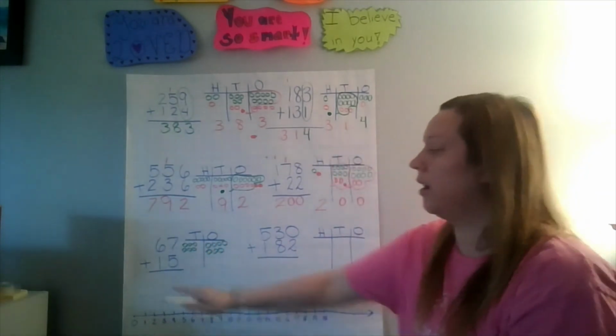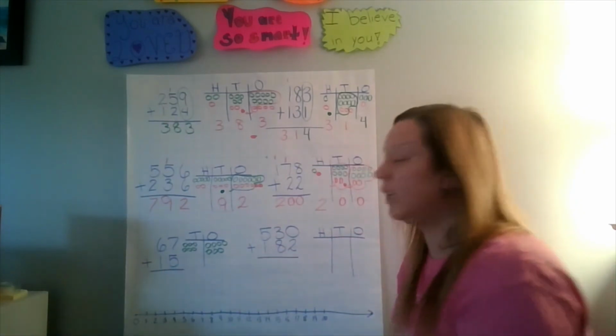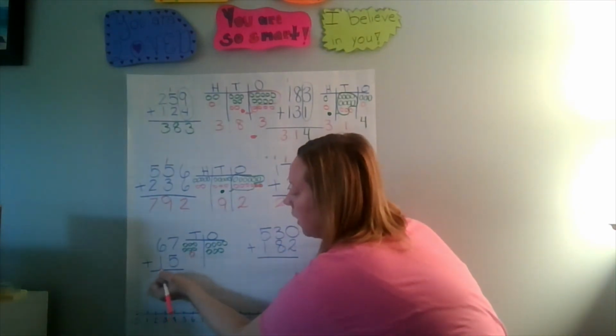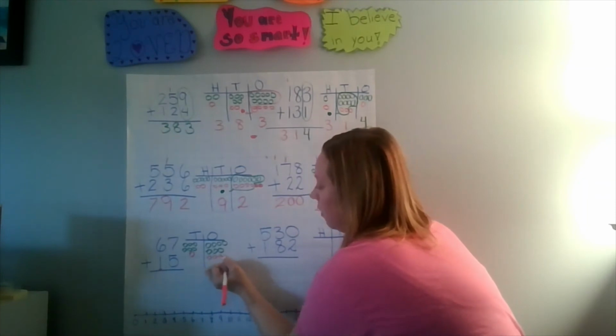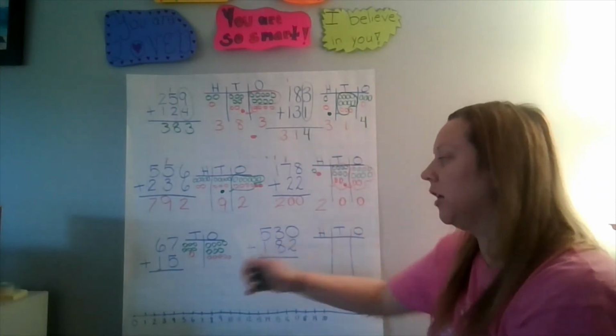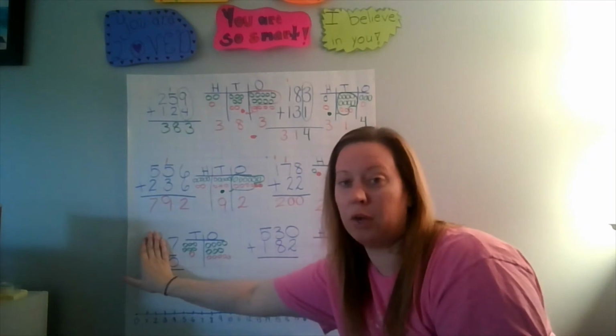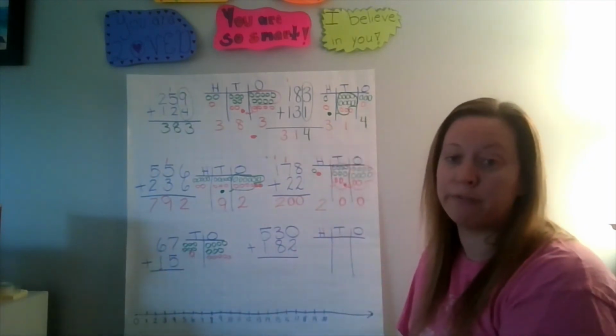Okay, and then plus 15. 15 has 1 ten, because here's my tens place, and 5 ones. Okay, so now we're going to always start with our ones place, so we're adding 7 plus 5 first.